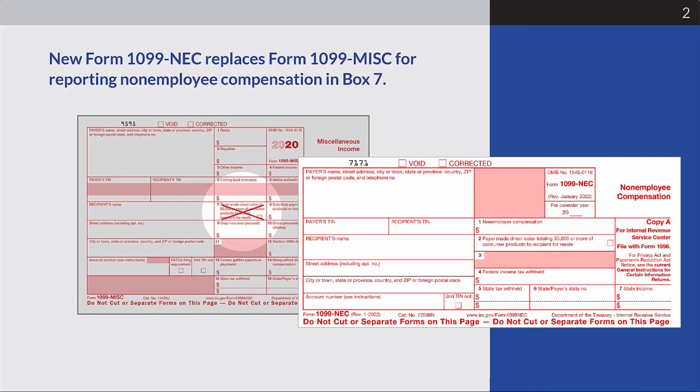If you are a business owner or tax professional, it's time to get familiar with the 1099 NEC form from the IRS. Beginning with tax year 2020, this form replaces Form 1099 Miscellaneous for reporting non-employee compensation, which was previously captured in Box 7 of the 1099 MISC.